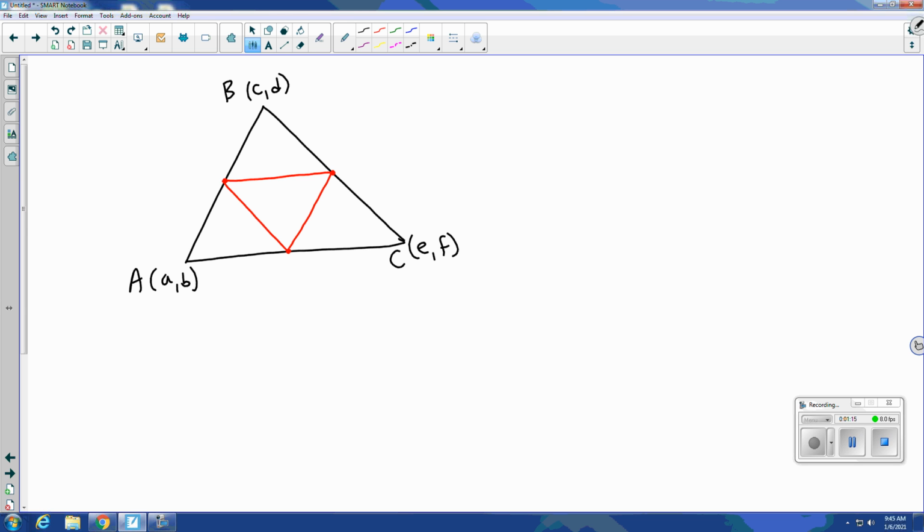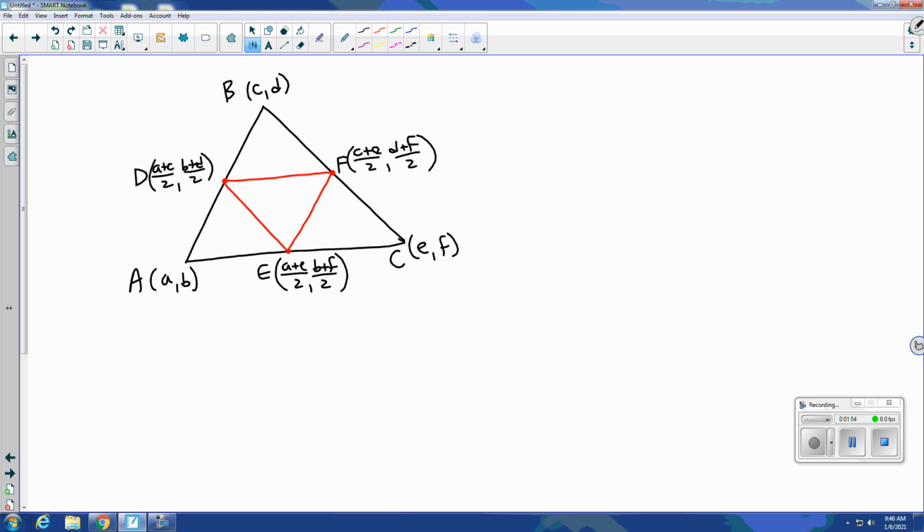So this location, we'll call this point D, is going to be A plus C over 2 and B plus D over 2. We repeat this process for A plus E over 2 and B plus F over 2. And then this one, which we'll call F, will be C plus E over 2 and D plus F over 2. So to find the location of those midpoints, we just average the x and y coordinates of the vertices that form that side.